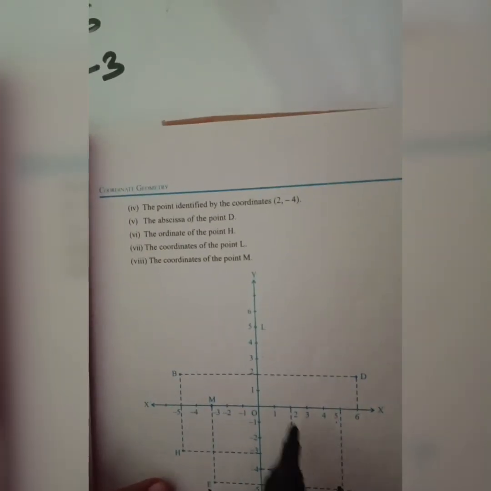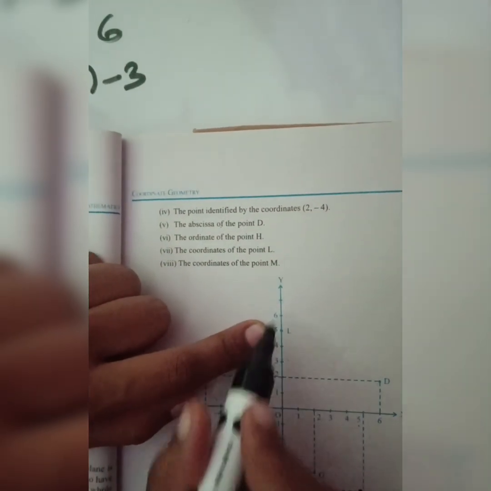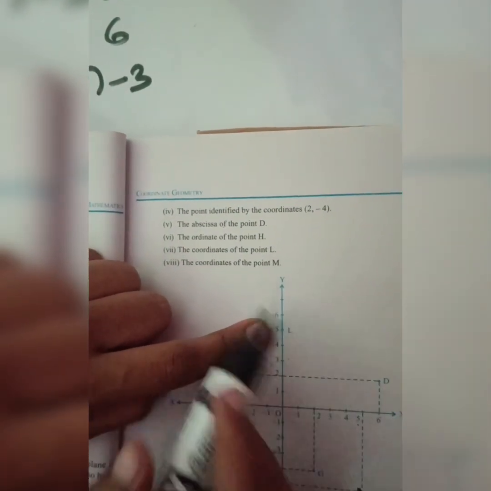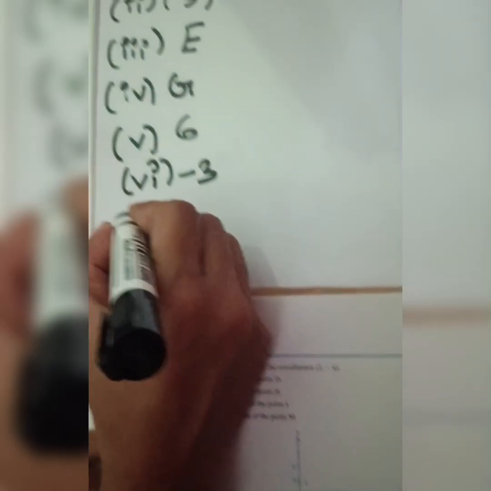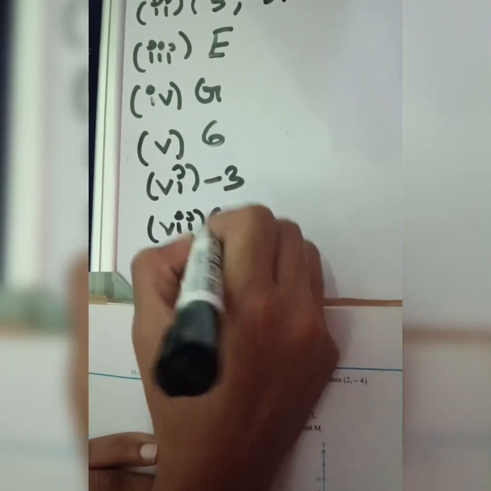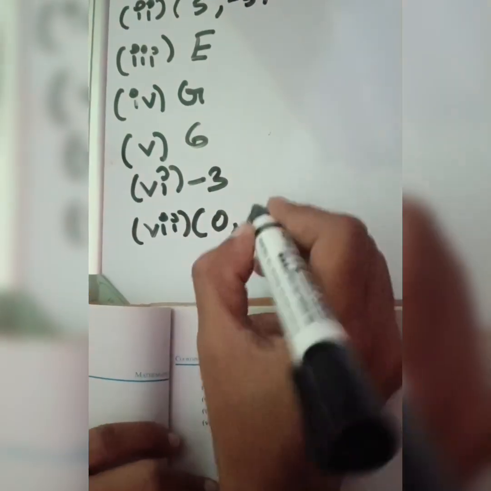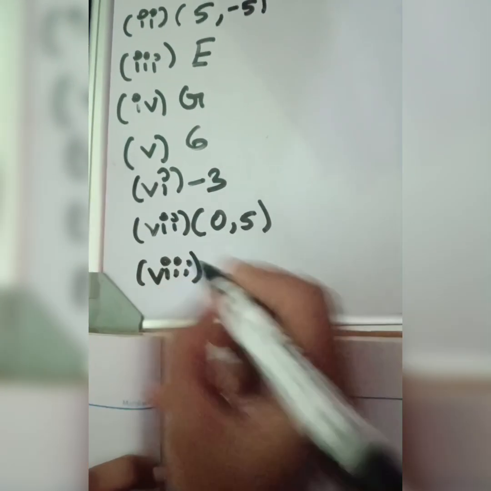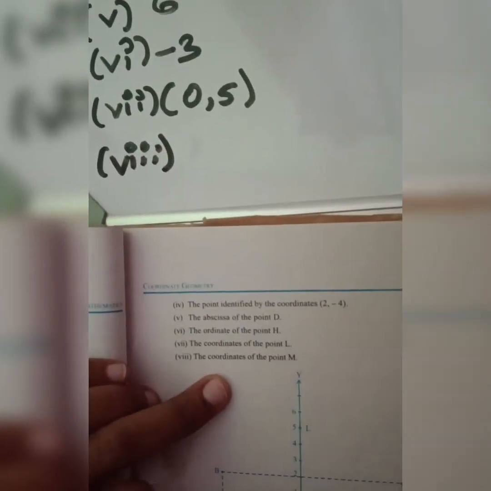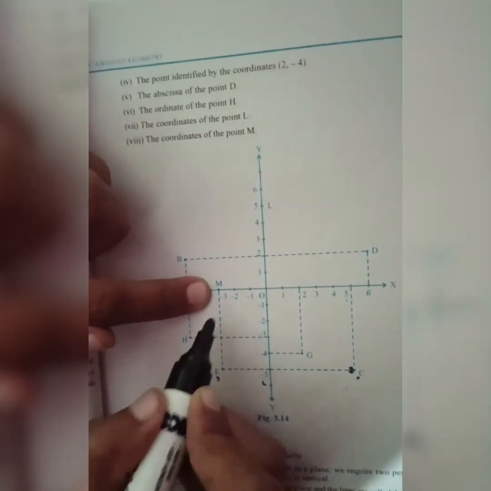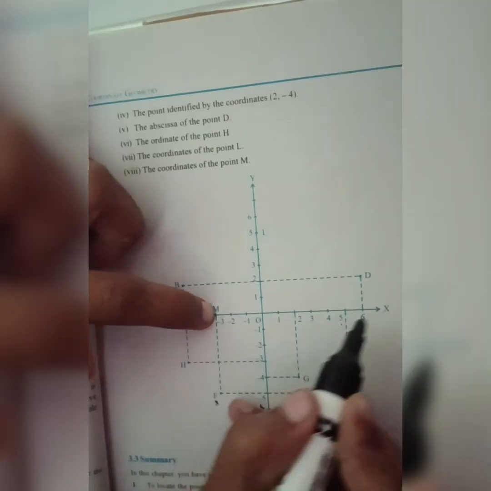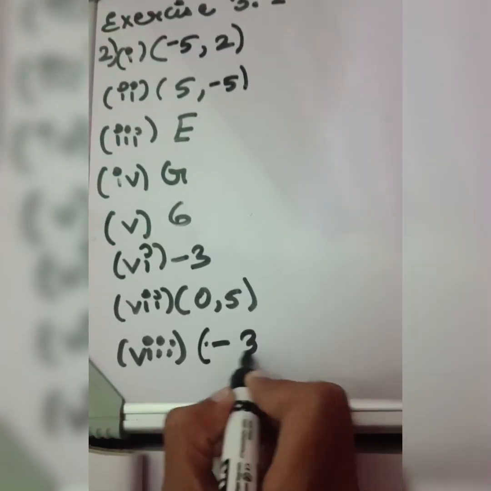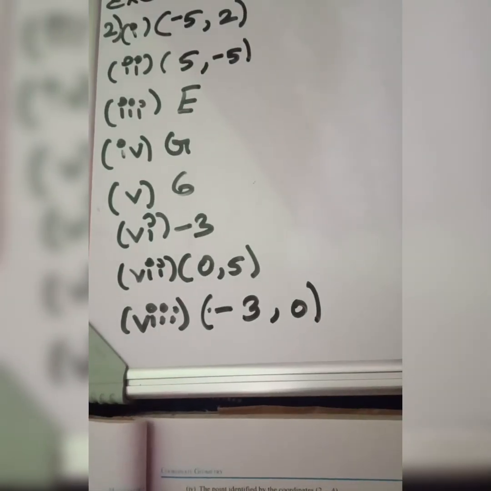Point L. They gave only the value of y. We discussed that on the y-axis the x coordinate is 0. So the seventh one will be (0, 5). Eighth one, the coordinates of the point M. Point M. Only -3 is given, which means on the x-axis the y value is 0. So it is (-3, 0).